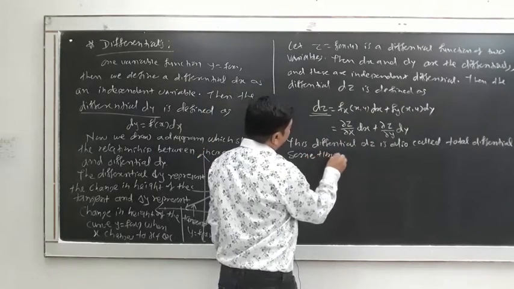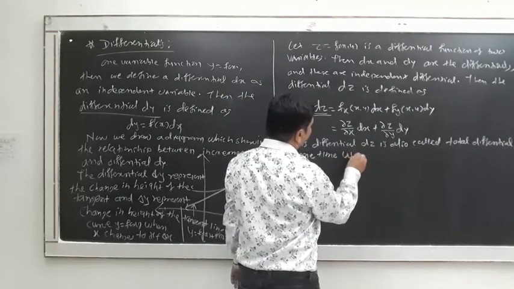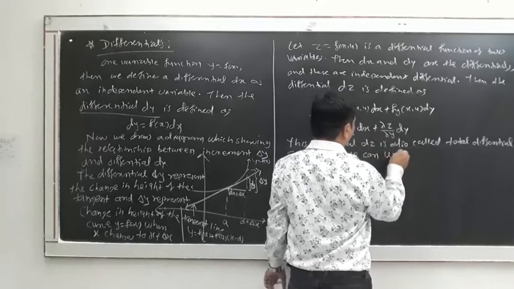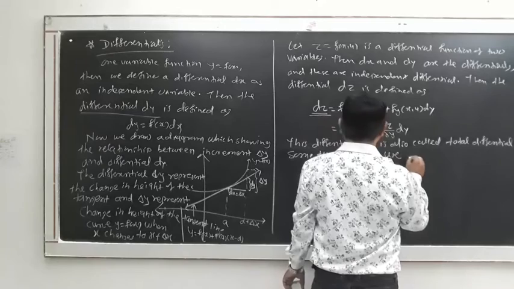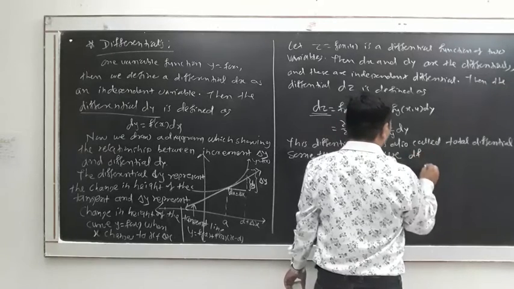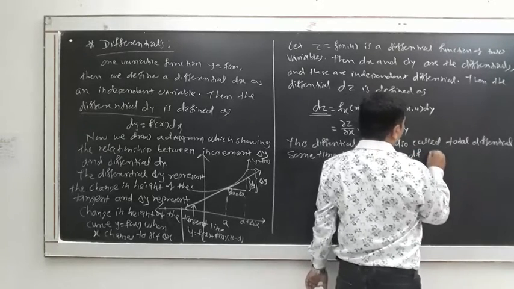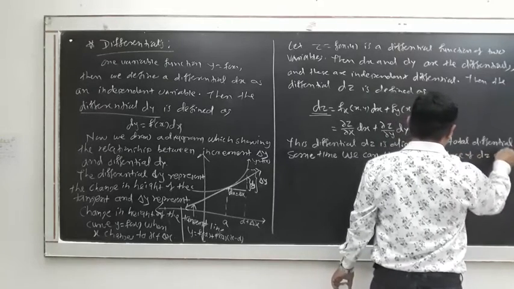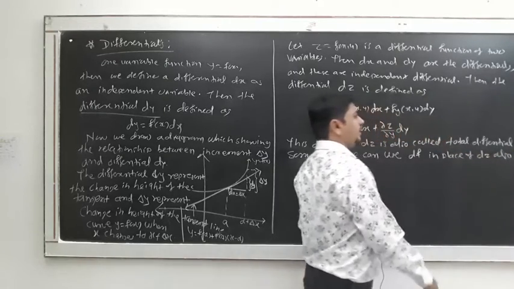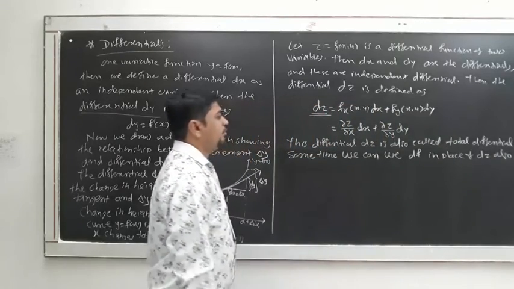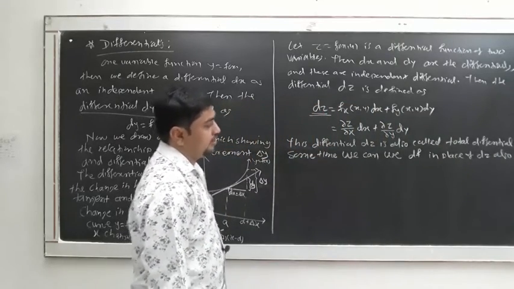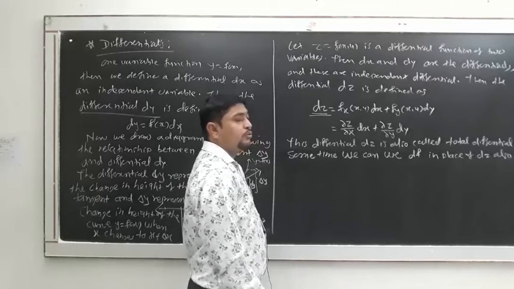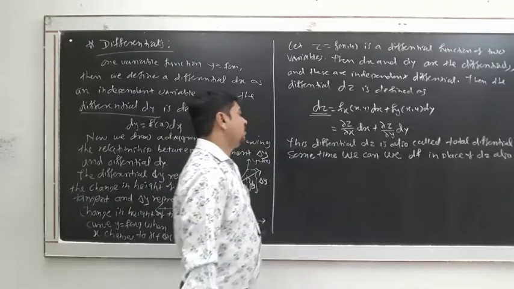Sometimes we can use df in place of dz also. That is, df can be written in place of dz. Instead of dz we can write df, or in some books the notation df is also there.